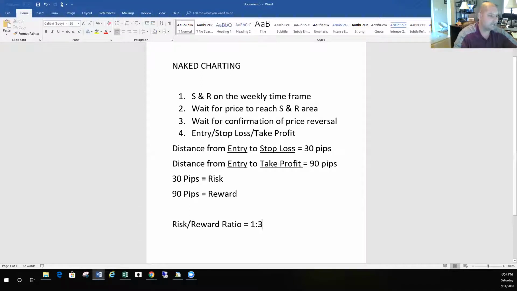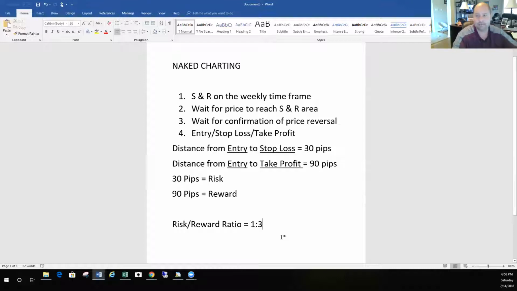The reason why is, let's just say your entry to your stop loss is 30 pips, and your entry to your take profit is 90 pips. Then you're calculating your risk reward. You are risking 30 pips to make 90 pips. So that would be a 1-to-3 risk reward ratio.